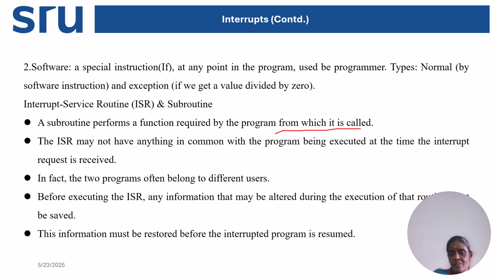Before executing the ISR, any information that may be altered during the execution of that routine will be saved. The address will be saved. This information must be stored before the interrupted program is resumed. If it is not stored, the control will not go to the correct location. The control transfer will not occur to the correct location. It will move to some other incorrect memory address or step of the program.